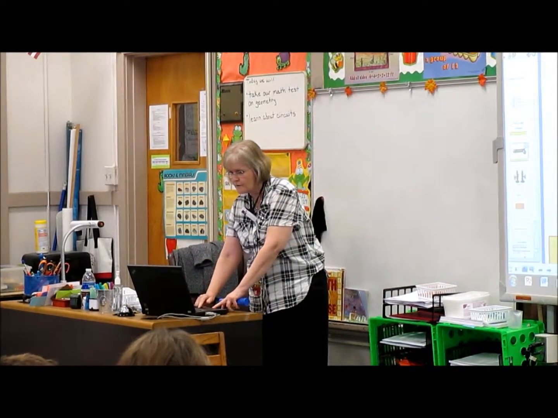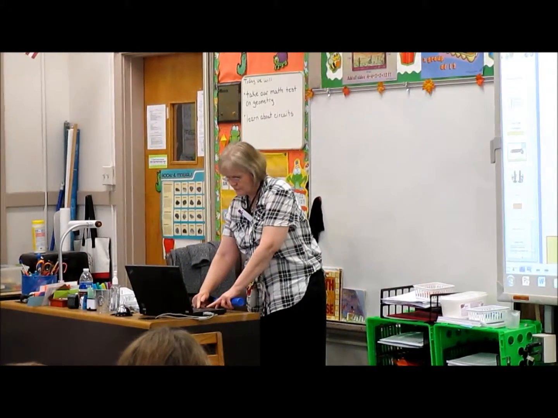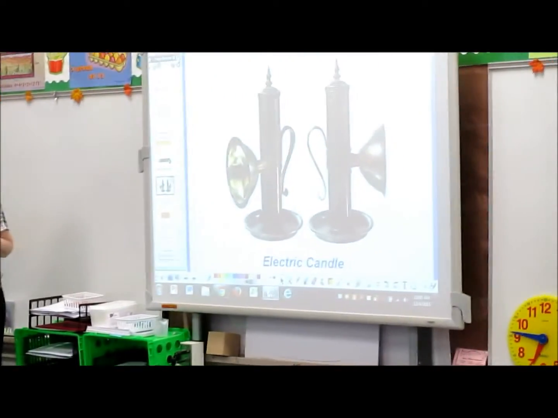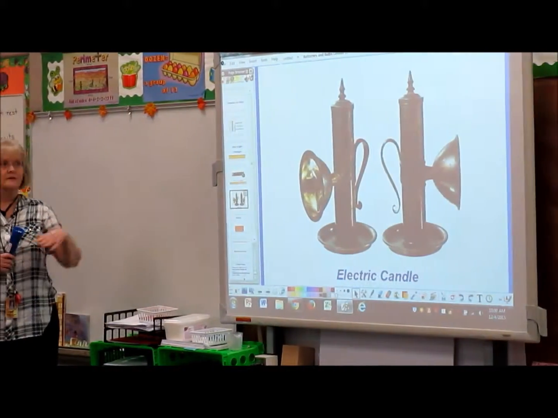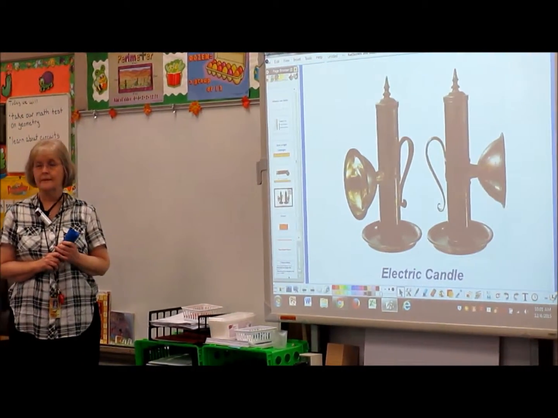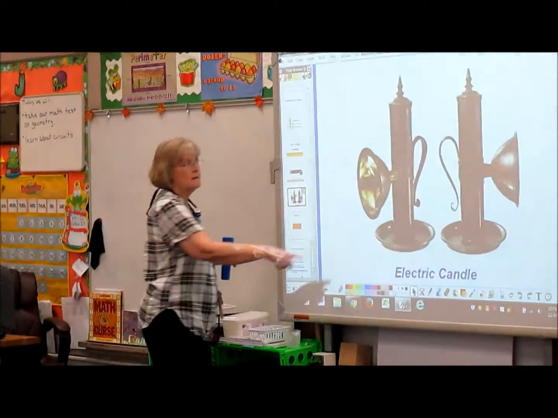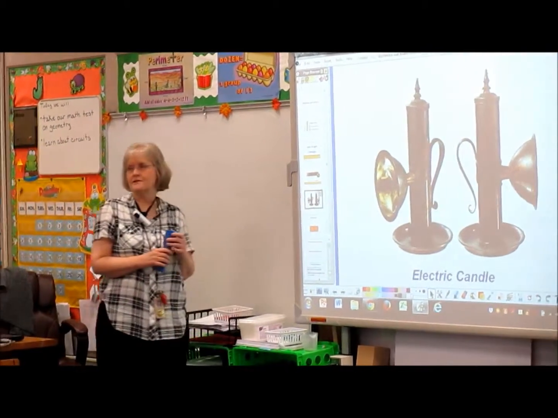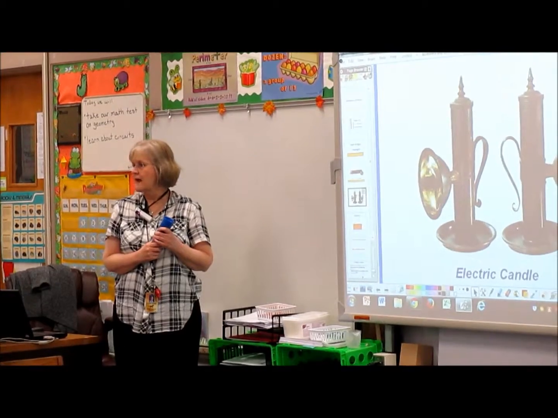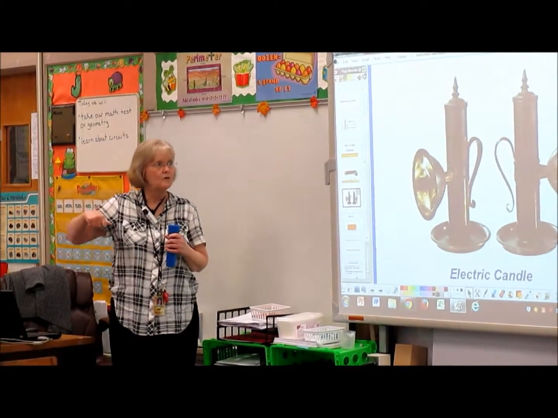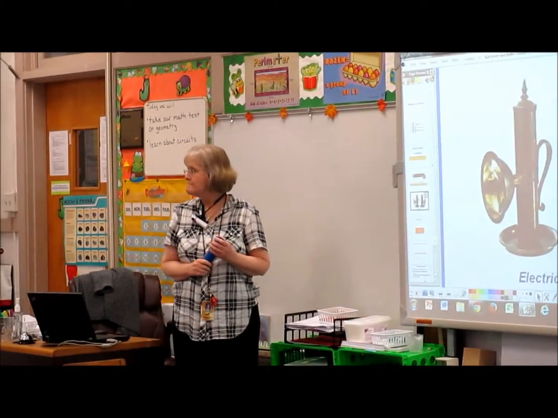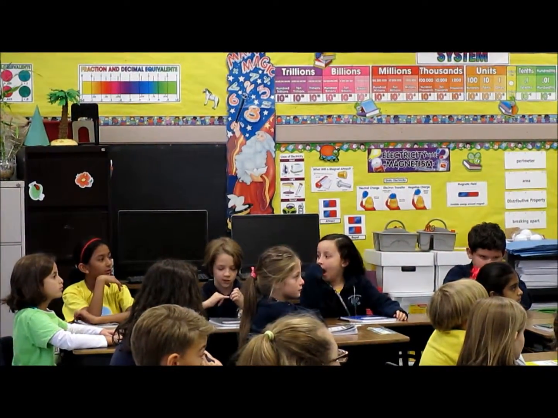And here's another one. Oh, let's see if the machine will go. Okay. Here's another one they made called the electric candle. They made that one even look like a candle, but more like a flashlight. Kind of like a lantern. A lantern. They could hold it. Okay. Yes. I have a question. Sure. Were these more expensive in the old days? Well, what do you think?